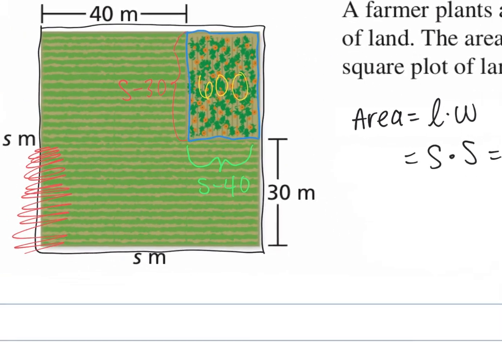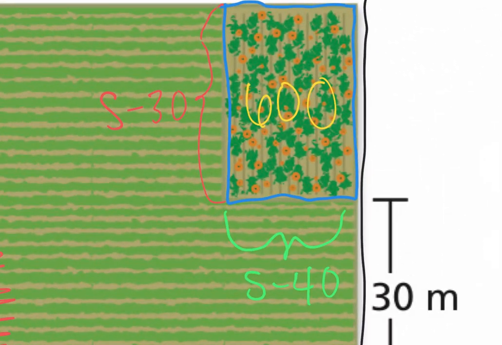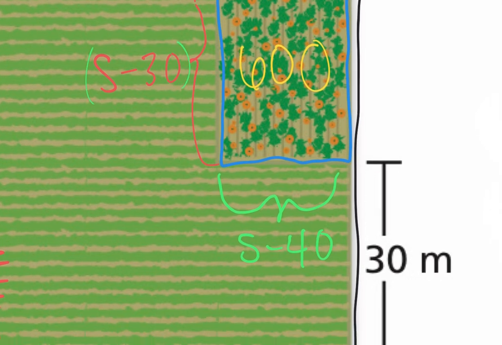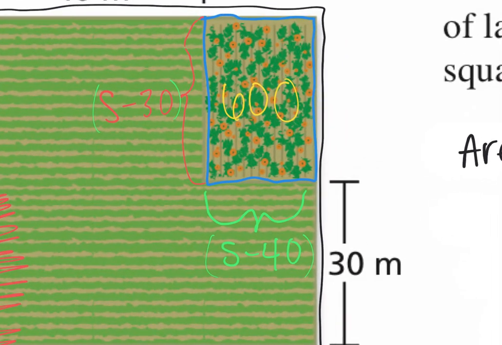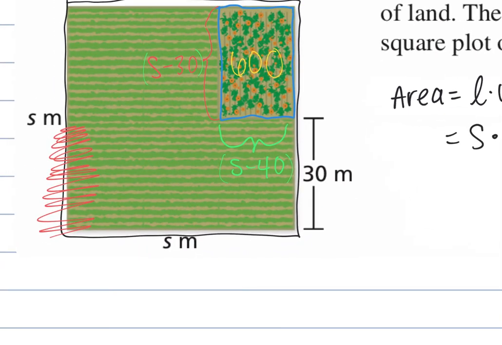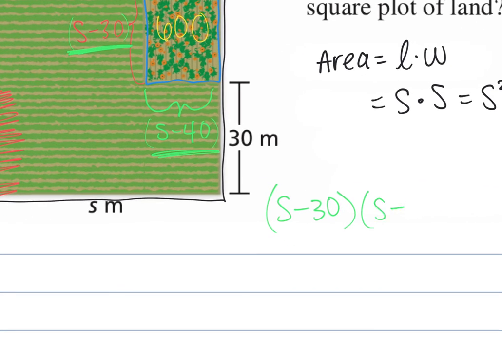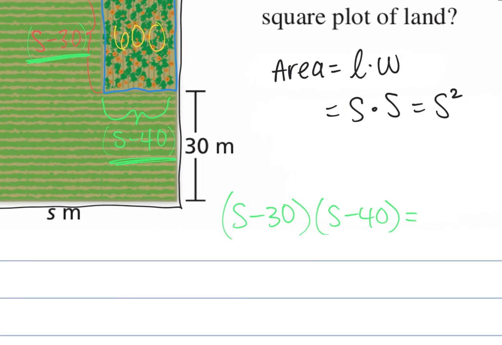Okay, so we know that the area of the pumpkin patch is 600, right? And we know that this side is s minus 30, and this side is s minus 40. How do we figure out the area of a rectangle? Length times width, right? So, do you agree that the length is s minus 30, and the width is s minus 40? So, s minus 30 times s minus 40 should be equal to what? 600.